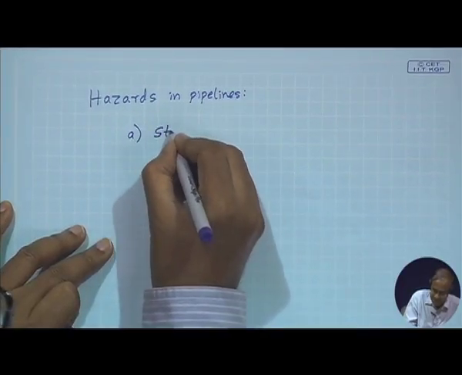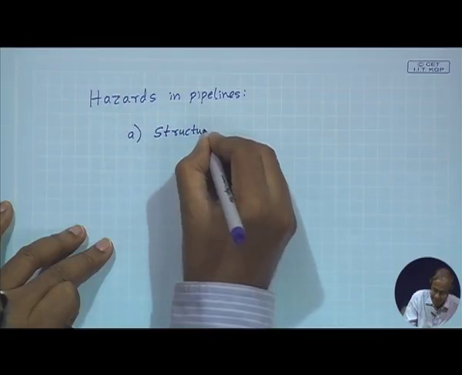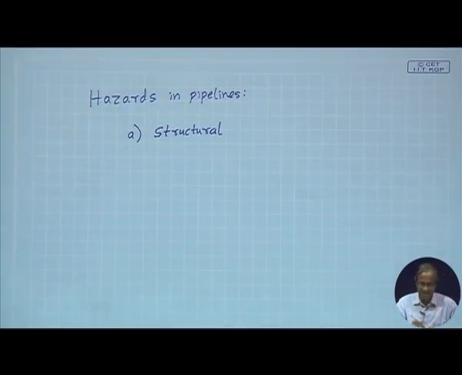First kind of hazard can be structural hazard. So, what is a structural hazard? Structural hazard means two instructions which are already there in the pipeline, in two different stages, but they are trying to use the same hardware resource. If there is a single copy of the hardware resource, they cannot access it together. So, one of them will have to wait and the other can proceed.